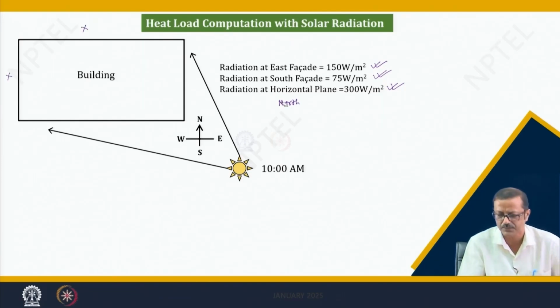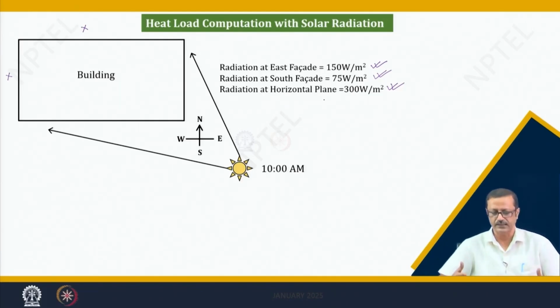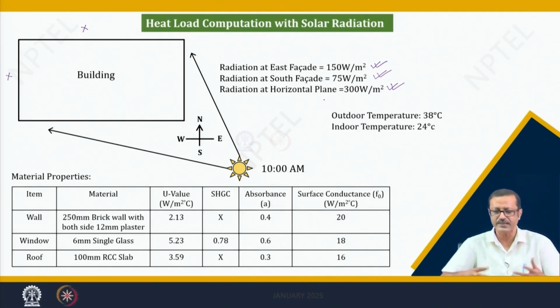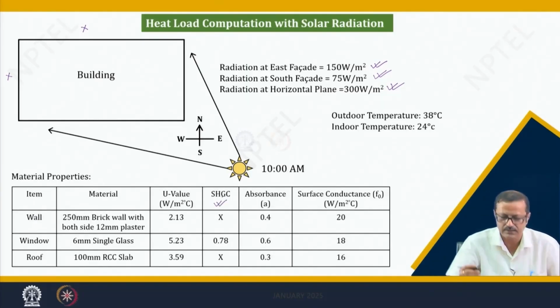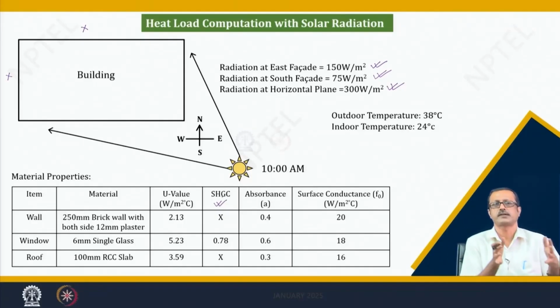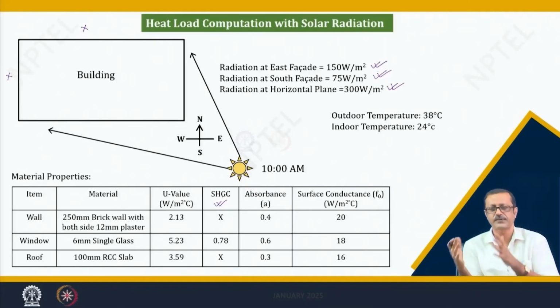Now, at this particular point, north and west are not getting any. So, I have to give some additional data to model this one. I have to give SHGC, because due to the solar radiation, some heat will be admitted through the window by radiation. There will also be some absorbance and surface conductance.